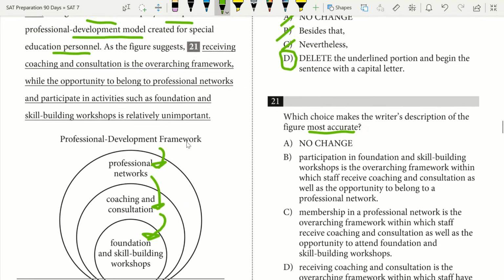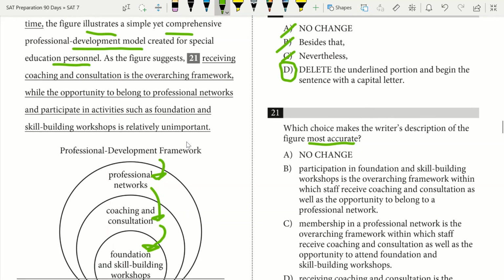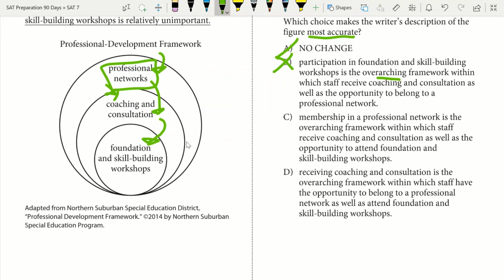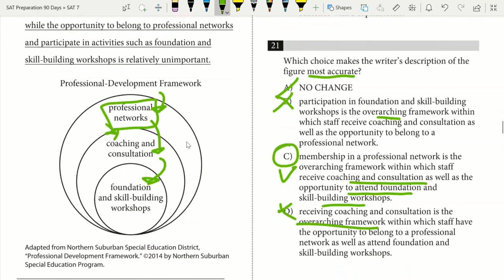So let's look at our options. We're just going to go A through D here. So we have receiving coaching and consulting as the overarching framework. No, because that's in the middle. The overarching framework has to be professional network. So A is wrong. B, participation in foundation and skill building is the overarching framework. No, that's the core. C, membership in professional network is the overarching framework, yes, within which staff receive coaching and consultation as well as the opportunity to attend foundation and skill building workshops, yes. D, receiving coaching and consultation is the overarching framework, no. The answer has to be C for 21, then. Now we can go ahead and move on.